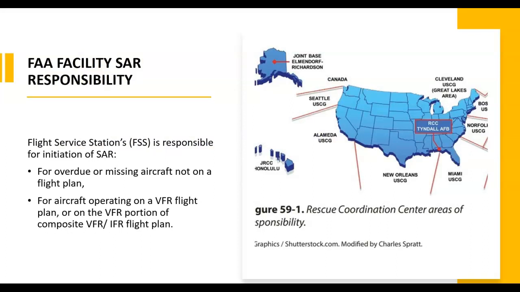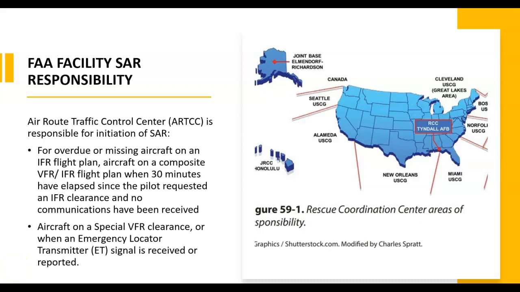So again, flight service stations are responsible for initiation of search and rescue for overdue or missing aircraft that aren't on a flight plan, and for aircraft operating on a VFR flight plan. Air Route Traffic Control Center is responsible for search and rescue for overdue and missing aircraft on an IFR flight plan or a composite VFR IFR flight plan when 30 minutes have elapsed since the pilot requested an IFR clearance and no communications have been received. Aircraft on a special VFR clearance or an emergency locator transmitter signal that is received or reported is also the responsibility of Air Route Traffic Control Centers.